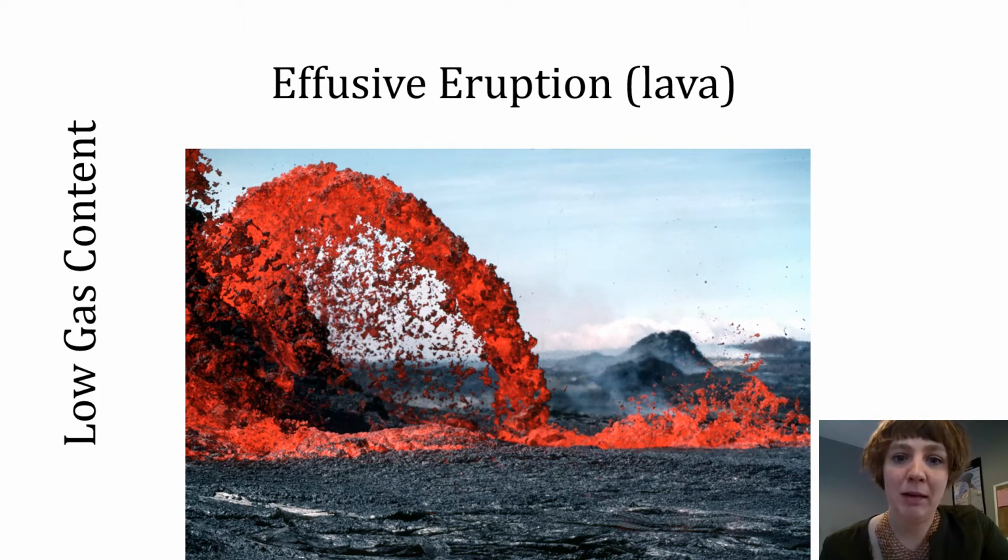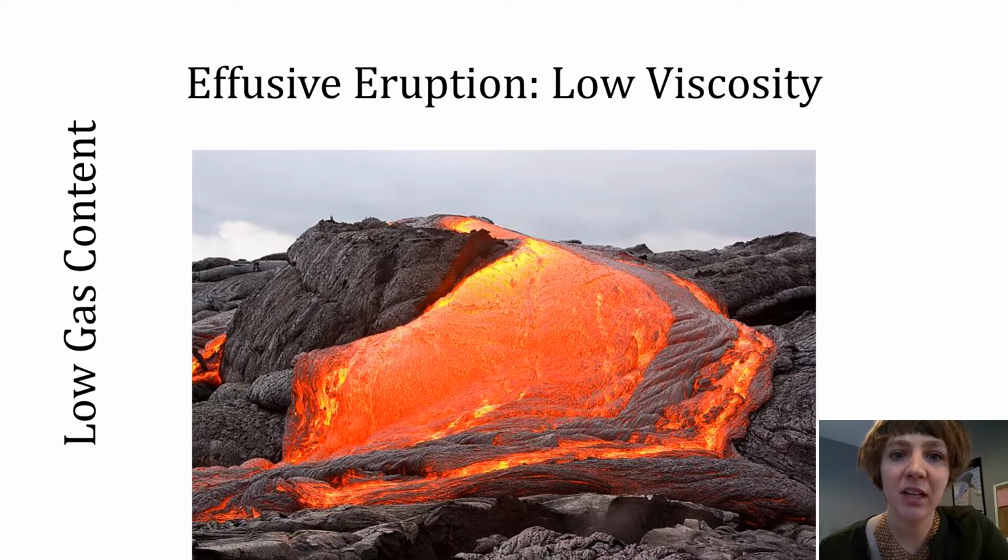For example, the magma is being erupted at the mid-ocean ridge, or maybe that magma became degassed as it rose up through the crust. Either way, the subsequent eruptions are characterized by lava. This lava can be very runny, as is the case here with this low viscosity and of course low gas content lava. Here is another example of something a bit more ropey, still quite low viscosity.